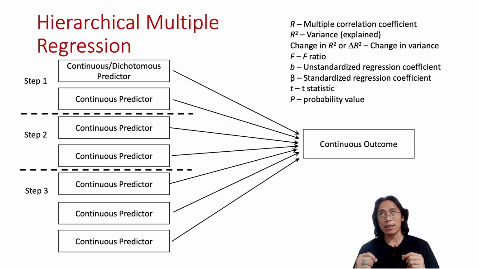Of course, our understanding of this can be anchored on our understanding of what multiple regression is. Multiple regression is used when we want to test a model wherein we have an outcome variable that is typically continuous, and we have multiple predictor variables, most of them continuous, although multiple regression can also accommodate dichotomous predictors.